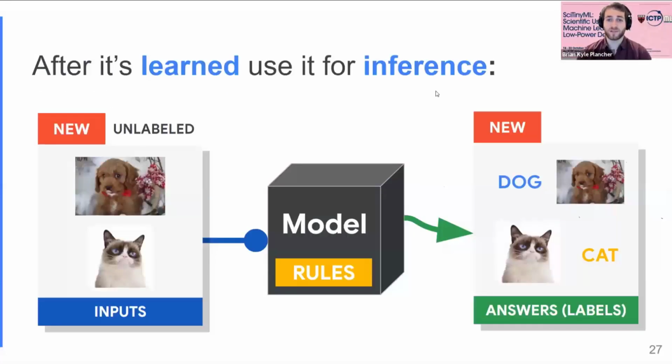And after it's learned, we can use it for inference. So we get this model now, and now it knows, say, cats and dogs. And so we can give it new data that doesn't have labels from the real world, like grumpy cat or another picture of my dog. And you can get that labeled cat or dog.